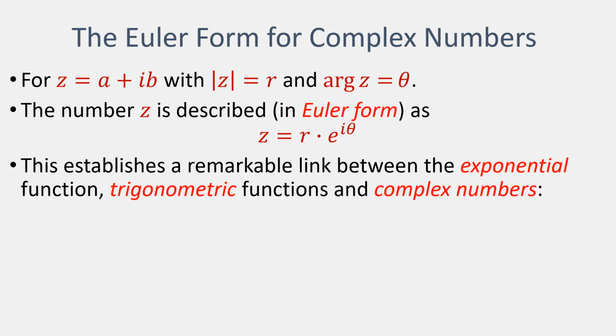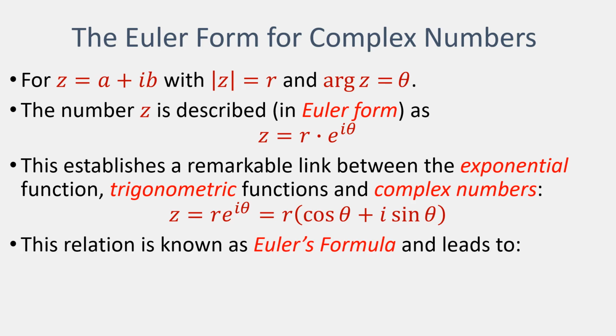One thing that buys us is that we establish quite a remarkable link between the exponential function, the trigonometric functions, and complex numbers. And that connection is this formula here. If we take any complex number which is written in Euler form like this, that number is exactly the same as the size of the complex number multiplied by the cosine of the phase plus i multiplied by the sine of the phase. So this is called Euler's formula.